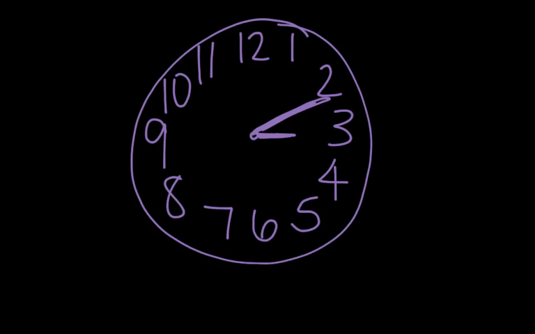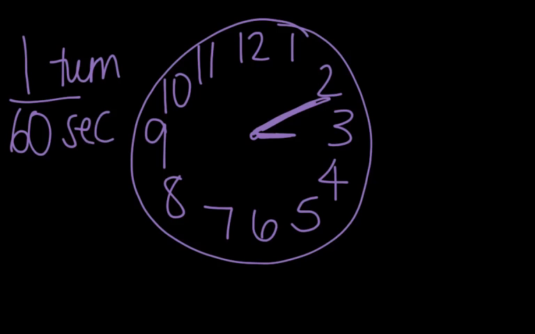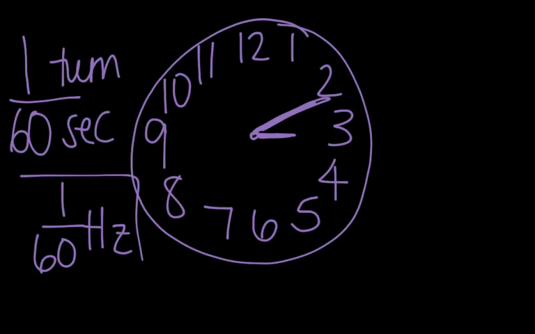An example is the frequency of the second hand of an analog clock. It makes 1 turn in 60 seconds. So it's 1 cycle every 60 seconds. So the frequency of that would be 1 over 60 hertz, or 1 over 60 cycles per second.